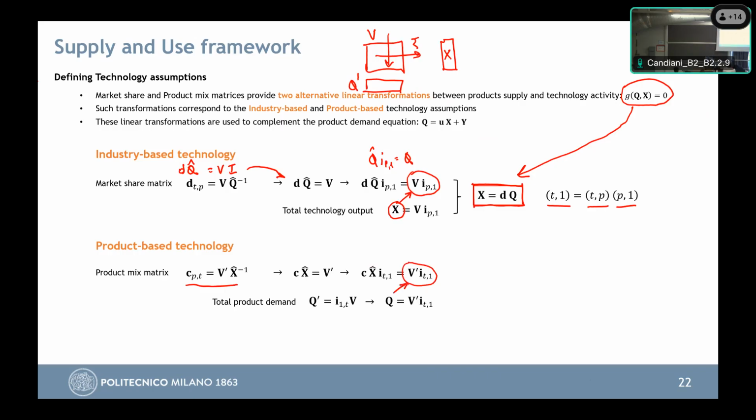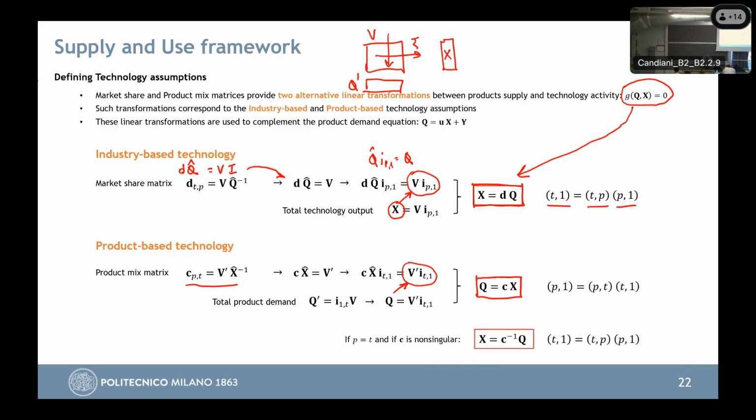So we are substituting the Q in this equation here, and we are getting the second linear transformation between Q and X. You see that Q equals C times X. Now, if I have to express the equation in the same way as the previous one, so X equal to, I'm simply inverting C. So I'm pre-multiplying each side of this equation by the inverse of C. Q equals C X, and the inverse of a matrix times the matrix equals the identity. So X equals the inverse of C times Q.